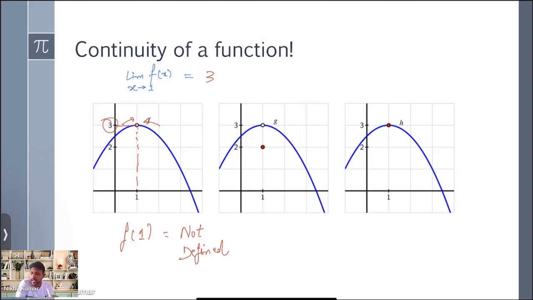Let's look at the second function, which is g of x. It looks very similar to the first function. With the same logic as before, the limit of g of x when x tends to 1 is going to be 3. And what is g of 1? This time it's defined. We can see that g of 1 is defined as this number.